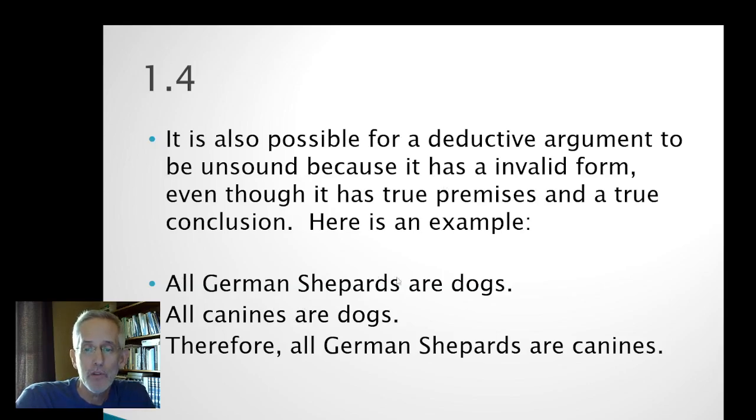So all German Shepherds are dogs, that's true. All canines are dogs, that's true. Therefore, all German Shepherds are canines, that's true. So the premises are true and the conclusion is true, but I changed the pattern from the other argument. The terms are arranged differently. I've got dogs, the term that is shared between the premises, stuck over here on the ends of the sentences, and we'll talk about what all those positions mean later on in the semester. But since I changed the pattern, it happens to be a bad pattern, or an invalid pattern, where the premises don't really provide support for the conclusion.